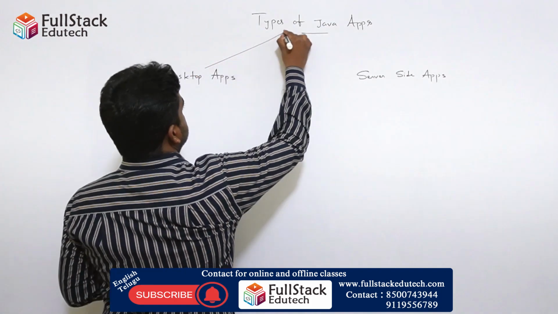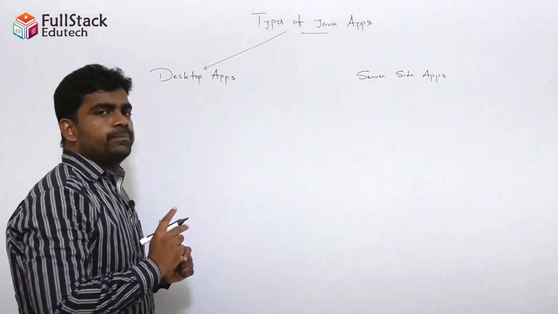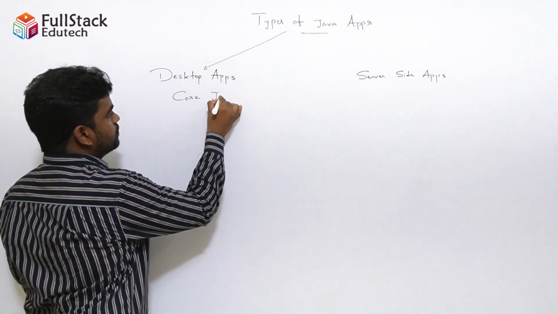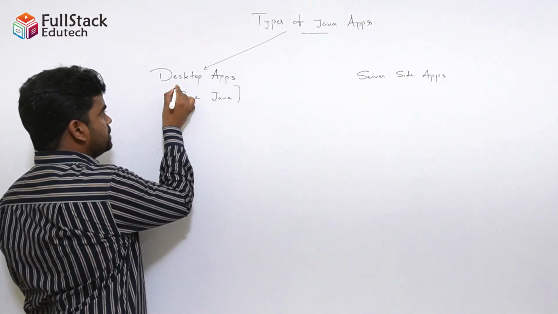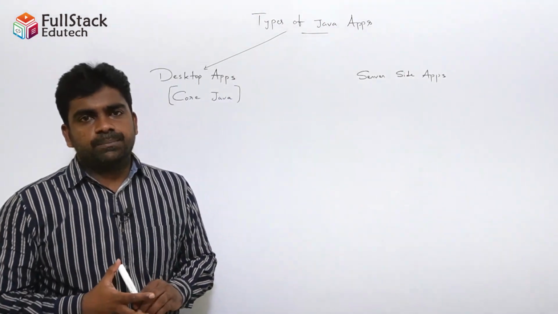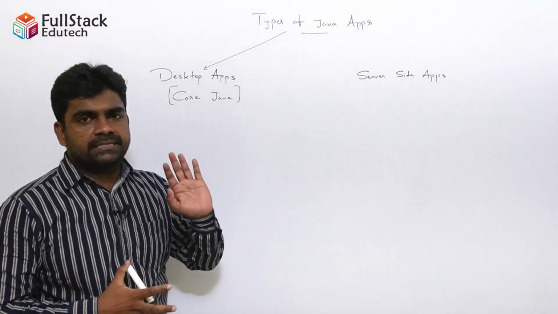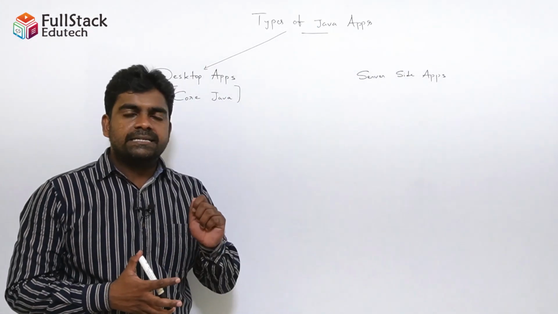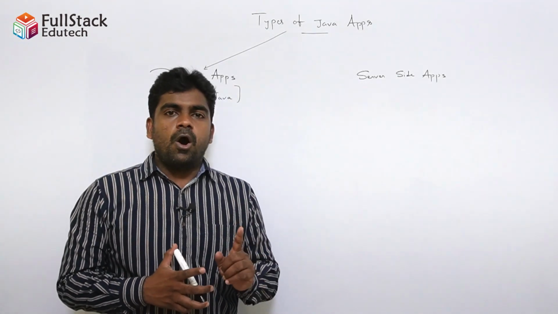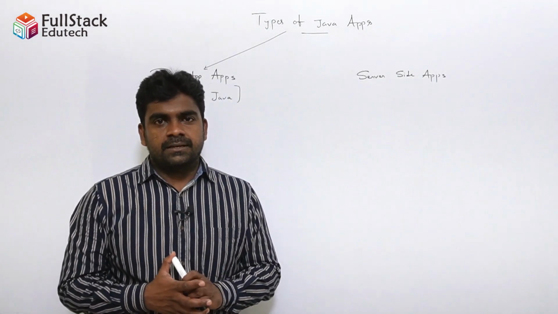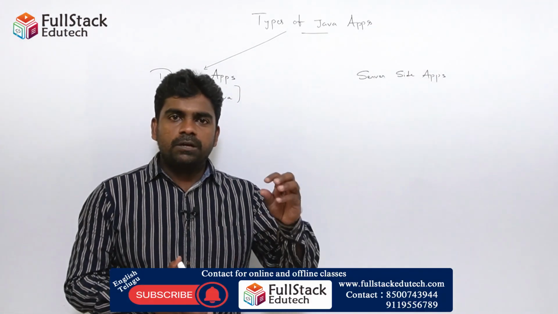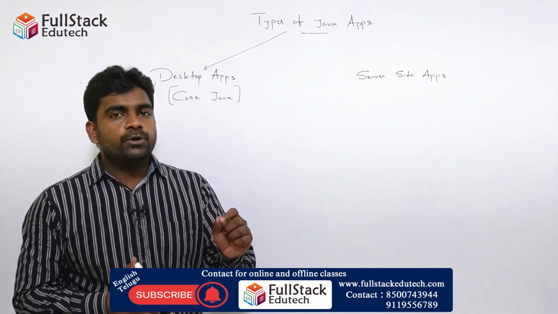Here, desktop applications we can develop using the concepts called core Java. Using the core Java concepts, what type of applications can we develop? Desktop applications only. What is a desktop application? That application will run on a single machine. It will not run on the internet, only on the particular system where you have installed it.